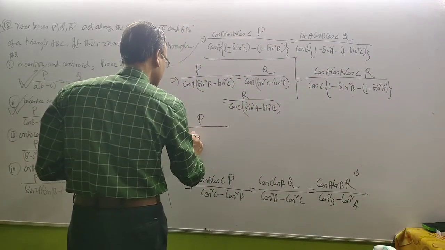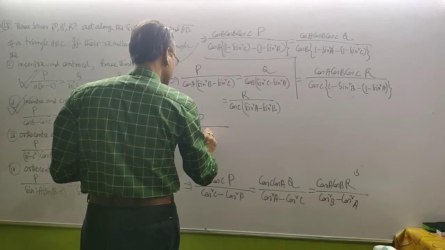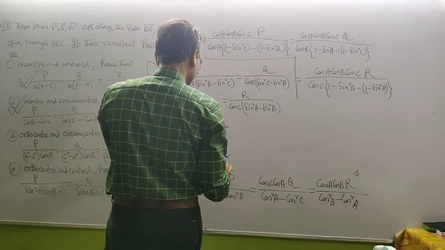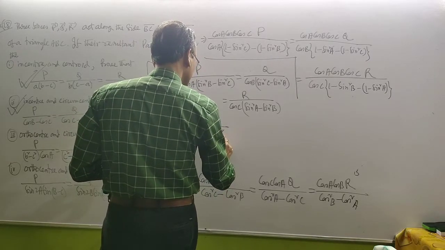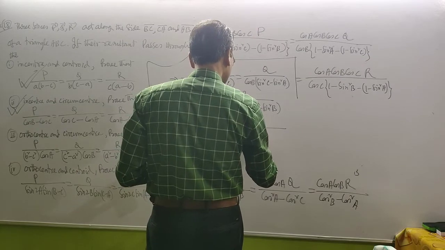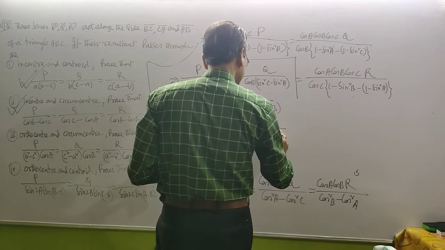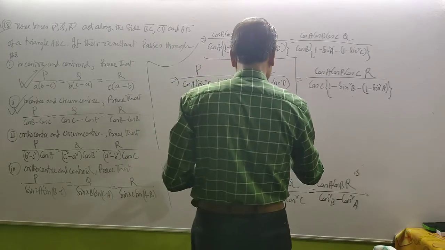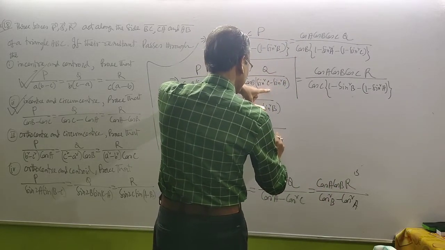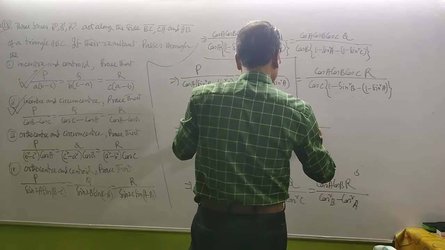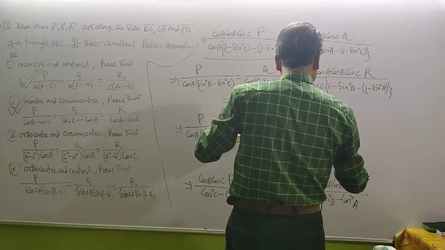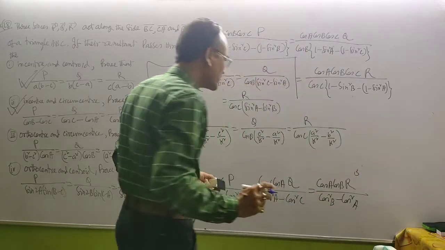This means P by cos A, (b square by k square minus c square by k square), you may write like this. It is not a square, b square by k square, c square by k square, equal to Q divided by cos B, (c square by k square minus a square by k square). Now this one, R divided by cos C, (a square by k square minus b square by k square).